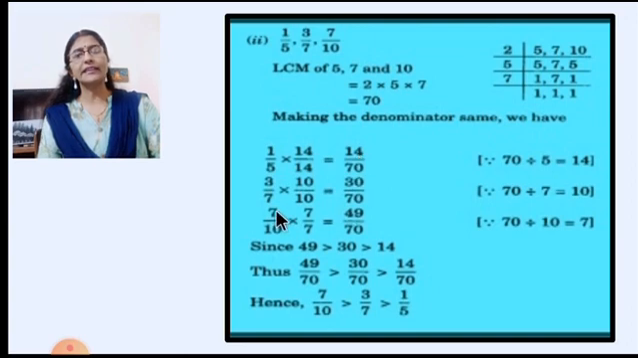Same way we'll do for the next fraction, 3 upon 7. As you know, 7 tens are 70. So we'll multiply both numerator and denominator by 10. So 3 tens are 30, 7 tens are 70.